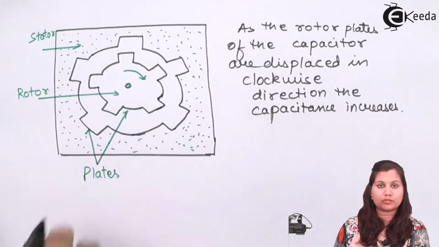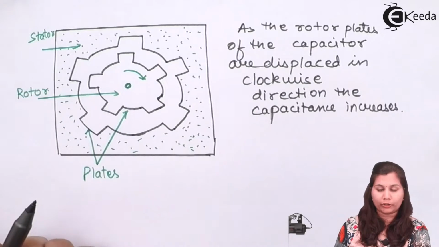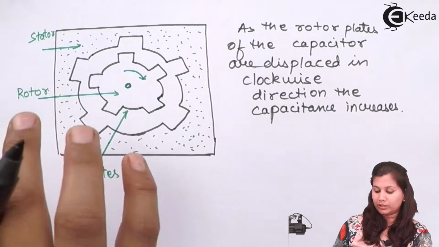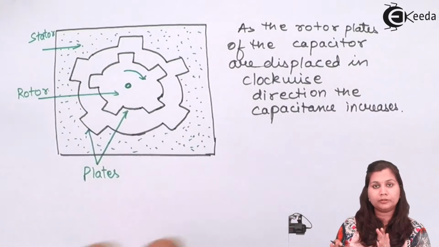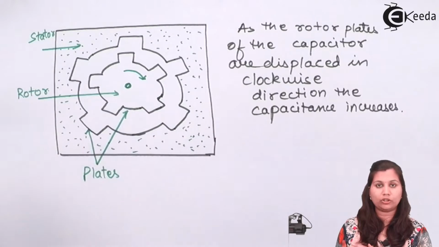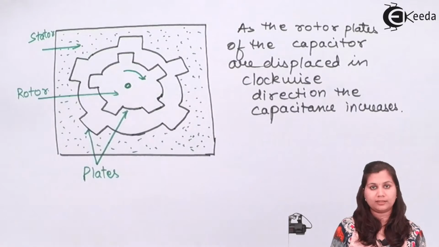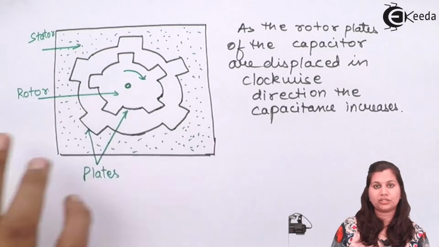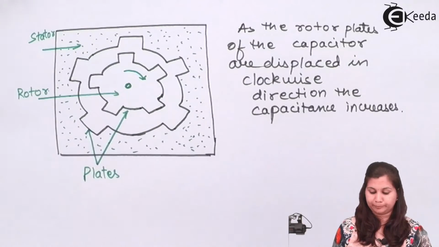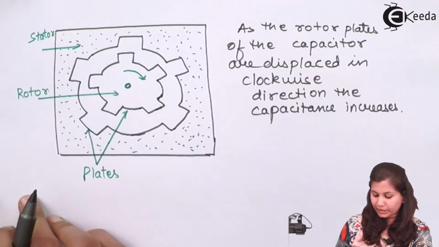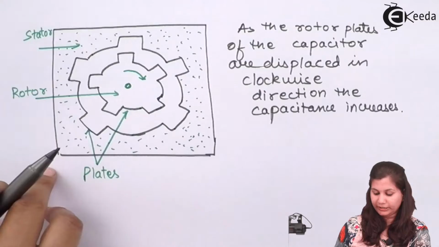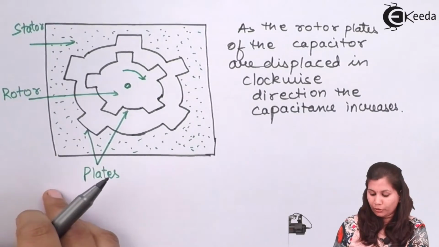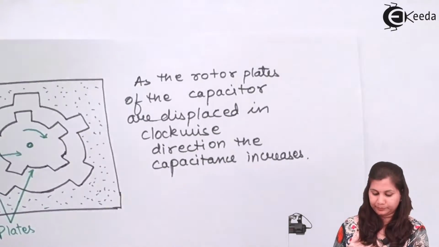This type of capacitive transducer can also be used for the measurement of torque, because due to the torque, the stator and the rotor move. So changes in the torque can cause changes in the capacitance due to the change in the distance between the plates. So you can see that capacitive transducers measure not only linear but also rotational displacement.